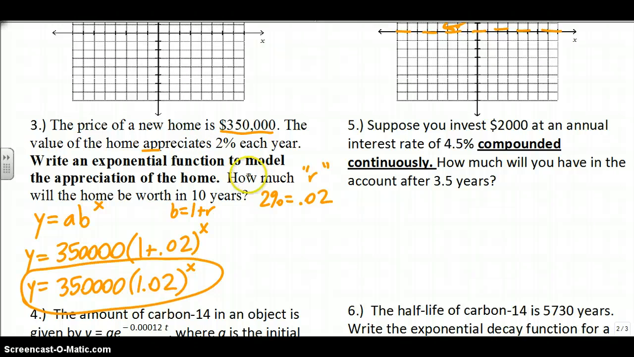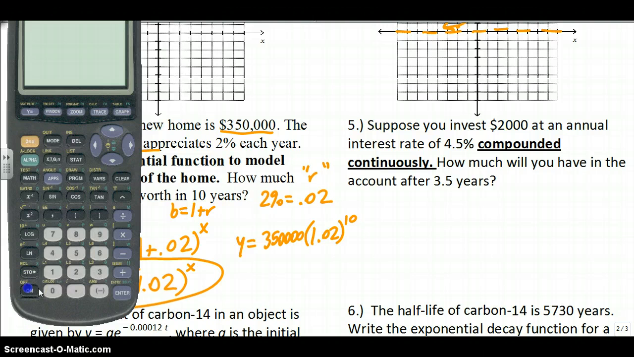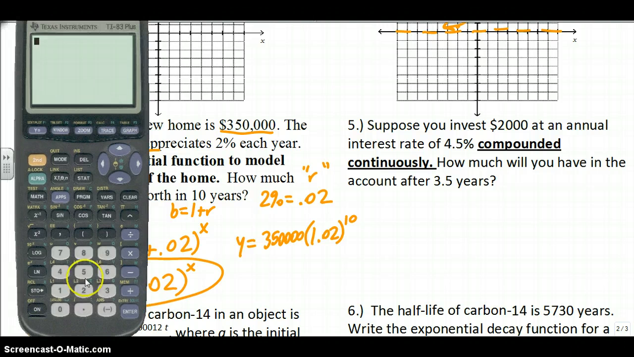We just did. Now it asks us, how much will the home be worth in 10 years? So we're going to plug in 10 for x. How do I do that? You go to your friend, the calculator, and you type in 350,000 times 1.02 to the 10. I like to use parentheses just to make sure everything works. There you go, and since we're talking about dollars and cents, we should probably go with $426,648.05.